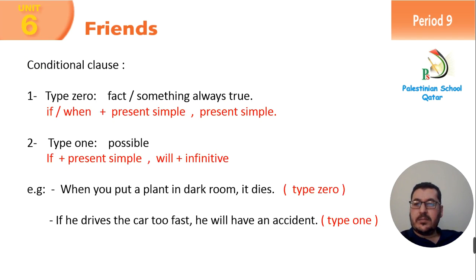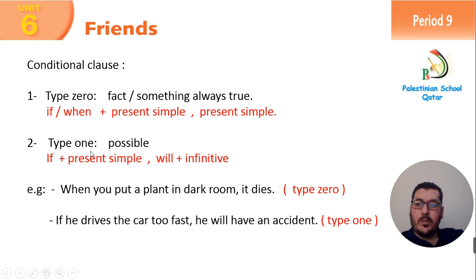Conditional clause. Do you remember when we talked about conditional clauses, we said we have two types, type 0 and type 1. We talked about them later in period number 3, period number 7, and period number 8, I think. Type 0 talks about facts, something always true. If or when plus present simple. In the second part we have present simple.